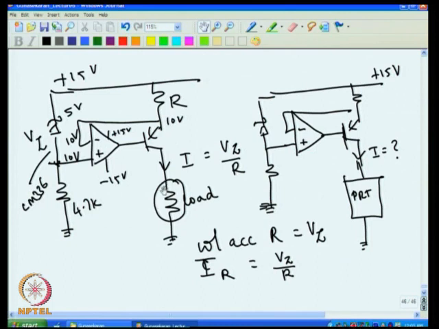Of course, our assumption is valid only if this current is negligible and the base current is negligible. Anyway, the base bias current of the op amp is small, that is negligible. So if you want to make the base current small, we can use a Darlington. For example, I can always put a Darlington here and redraw the circuit. So I can put a Darlington here.